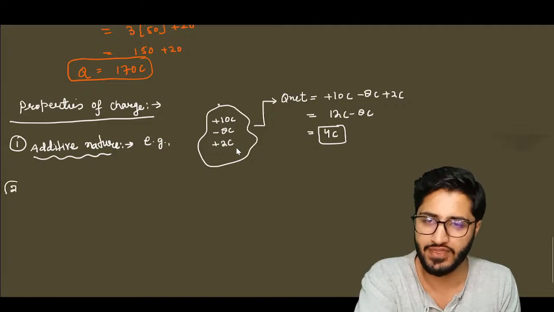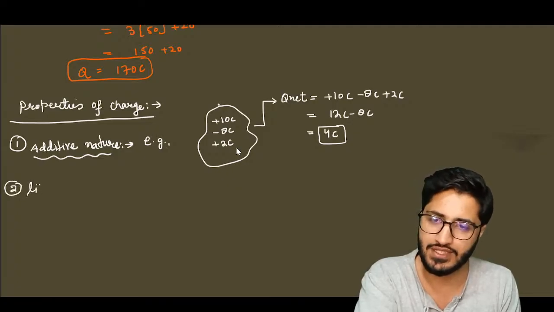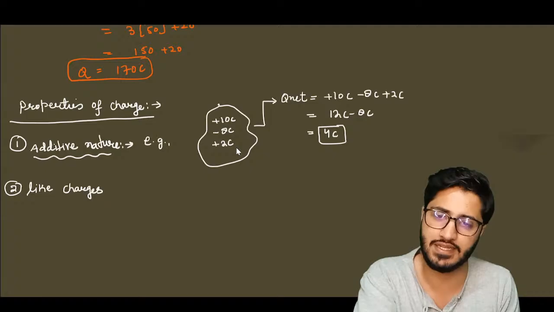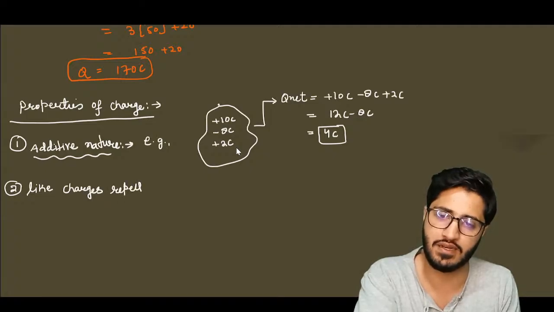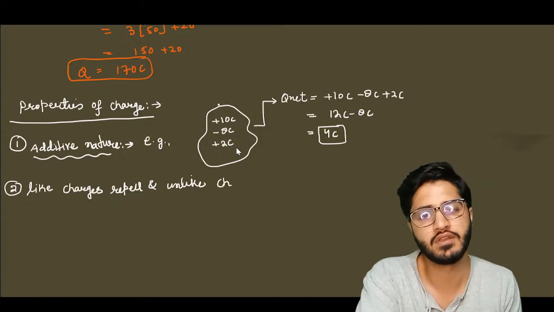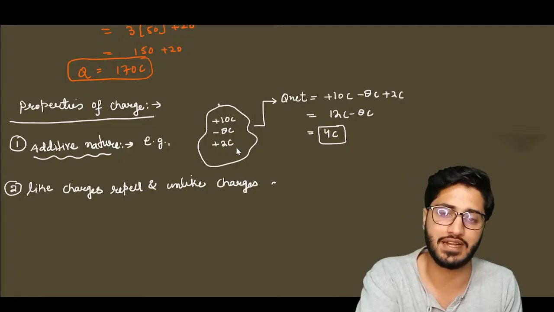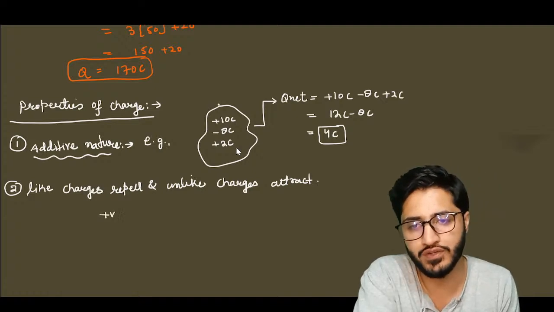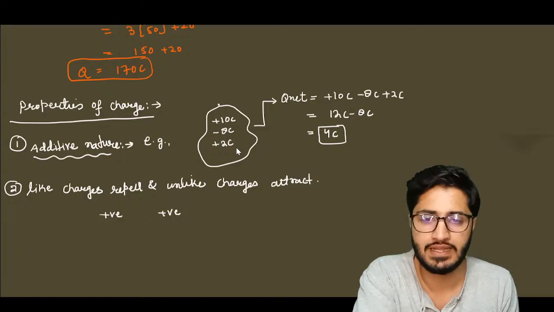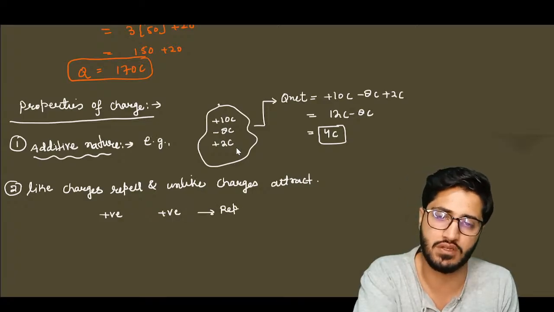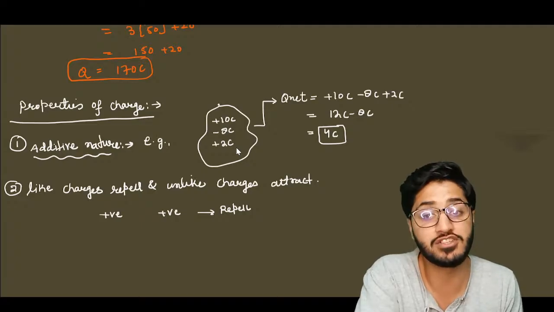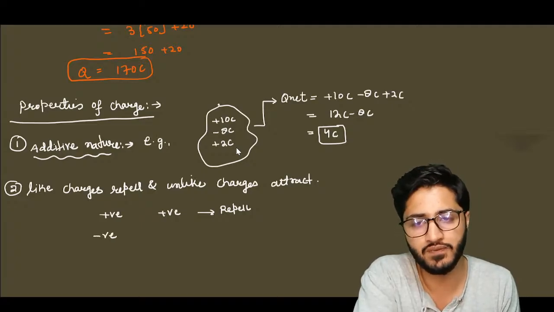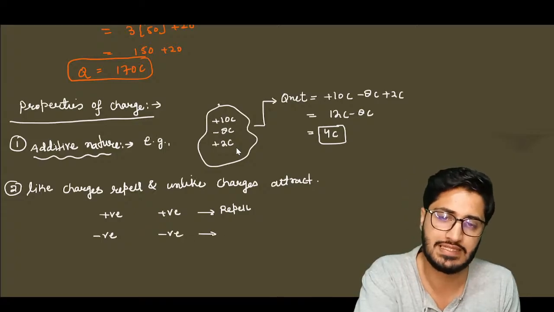Second property is like charges repel and unlike charges attract. Which means if you have positive and positive, they will repel. They will show repulsion. If we have negative, negative, also what will happen now? Same repulsion, repel.